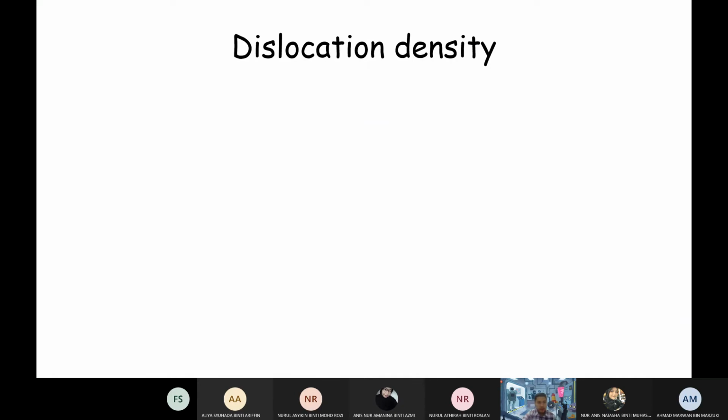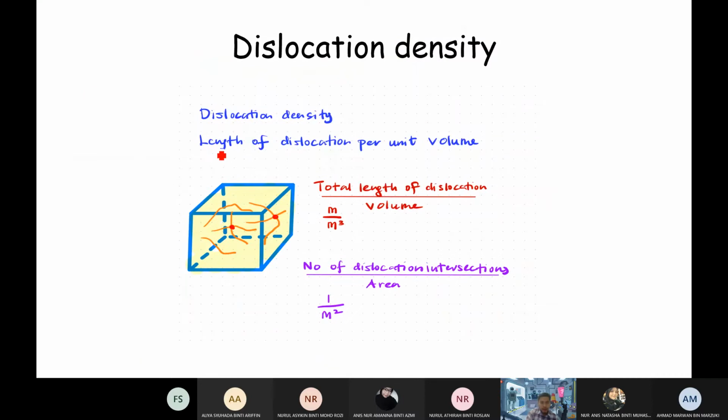This is the continuation from the previous slide. Okay, dislocation density, the length of a dislocation per unit volume. So we measure the length, kita ukur panjang dislocation tu, all this dislocation, and divide by the volume of this cube. So this is the unit. But another way, if we want to measure dislocation density, we can calculate the number of intersection.